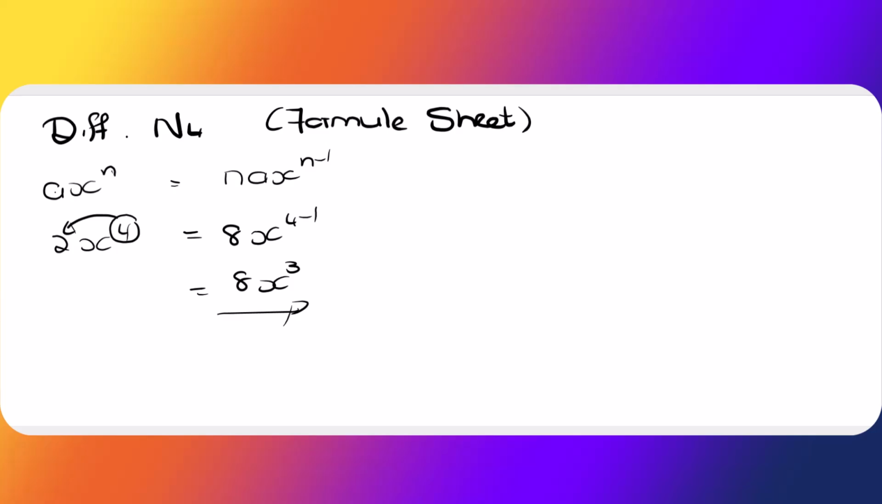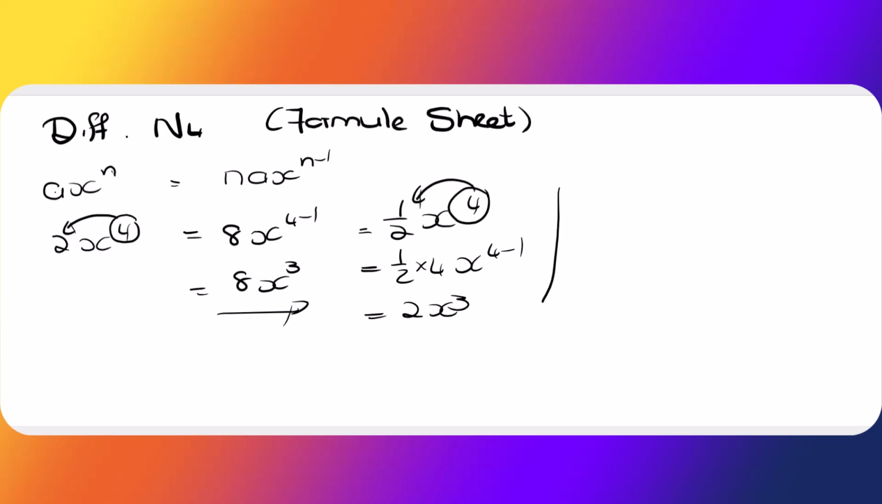Another one, if I have a half x to the exponent 4, again, you take the 4 and multiply it with the coefficient, so that is a half multiplied by 4, x to the 4 minus 1 gives me 2x to the exponent 3. But be very careful, never differentiate a fraction, a bracket, and a square.